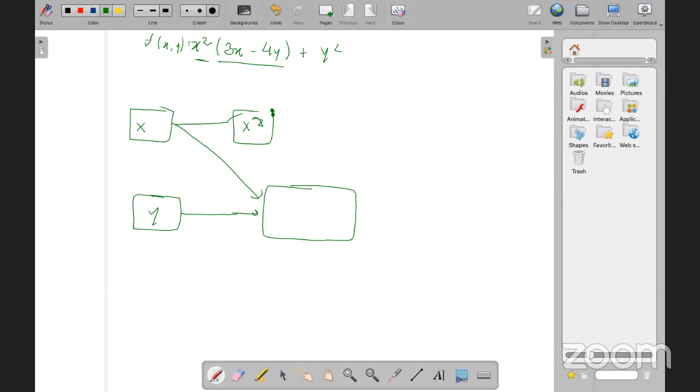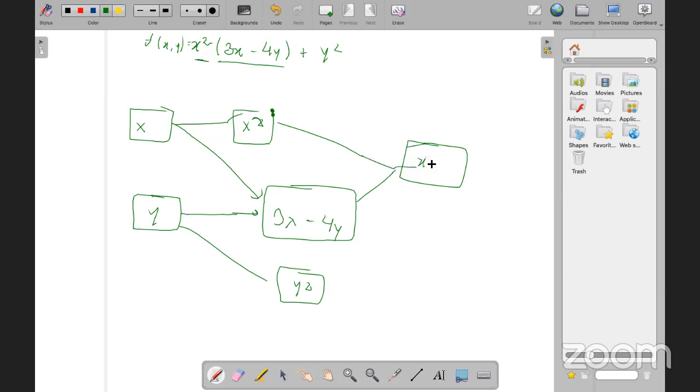Okay, so here it is: 3x minus 4y. You see that this part actually doesn't depend on the previous calculation. So similarly, I will also calculate y squared. So it's also in parallel. And then we multiply both of them and we get, what do we get? Okay, maybe I'll have to use my previous writings for this. We get the multiplication of this.